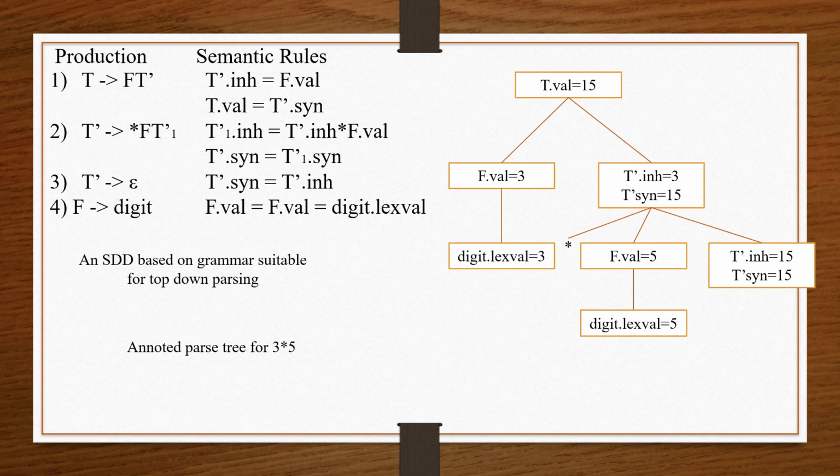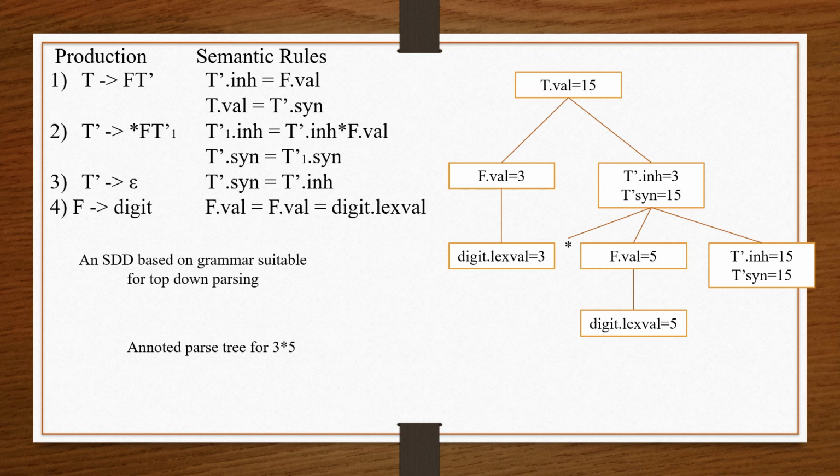What is the semantic rule? T'.syn = T'.inh. Now what is T'.inh? You just imagine it is something like a variable. So what is the value now? Before it was 3, now after that it becomes 15. Now 15 is copied to T'.syn. So this synthesized attribute now contains 15 and this is copied to T.val, that is the root node, right? The root node is T.val, so 15 is copied there. Clear? So therefore we have importance for the inherited attribute also.